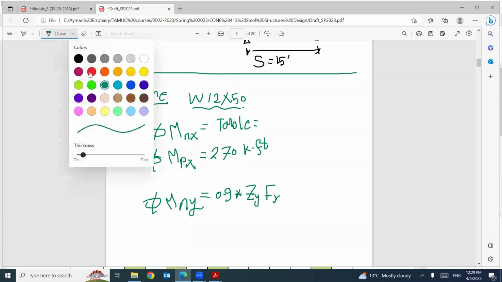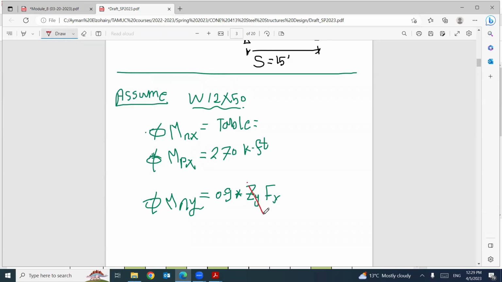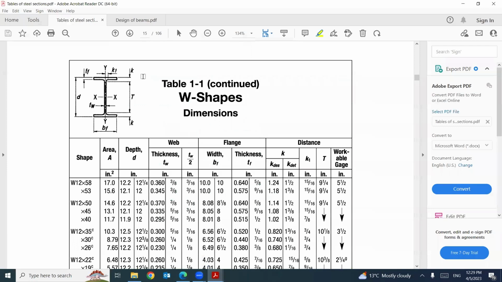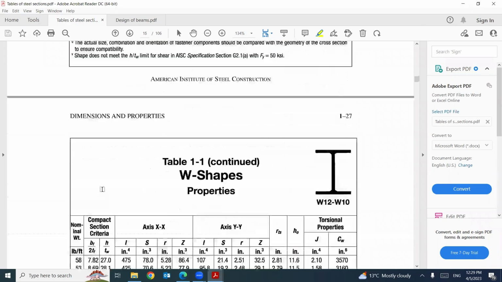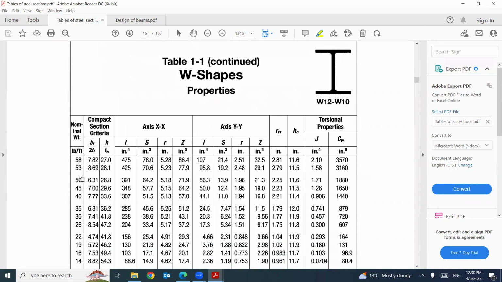What is the value of Z_y? I need to open the tables for the section properties. For W12 by 50, I need to go down to the next page, W12 by 50. Here are the section properties about Y. Here is the term called Z about the Y axis. So what is the value of Z_y? 21.3.